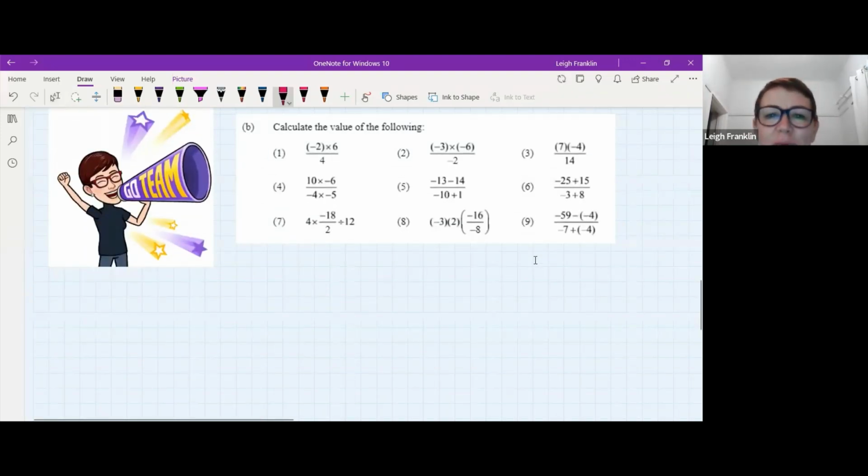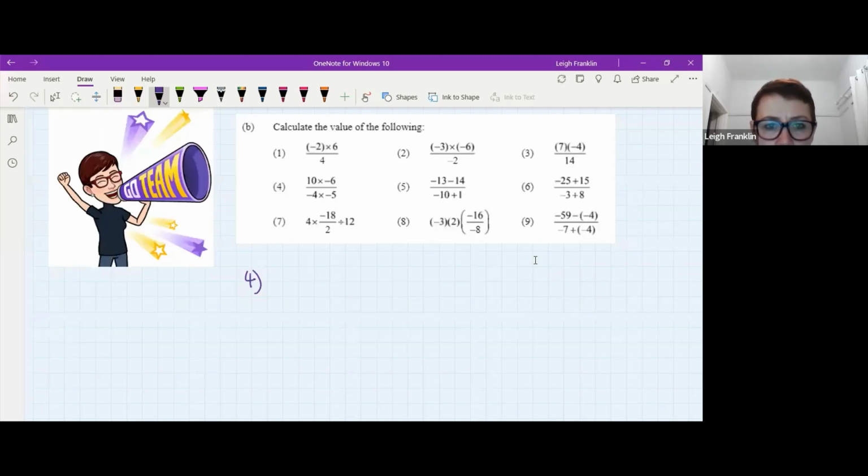Okay, so let me do one as an example with you. Let's try question number 4 as an example. And then you guys can try the others.